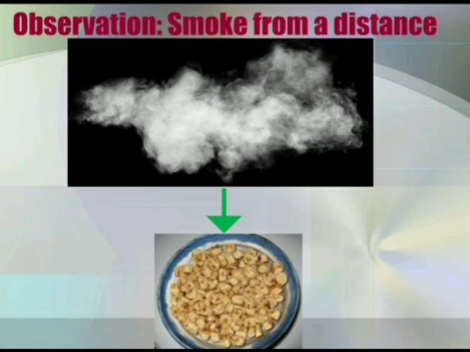This slide shows an observation example. When we see smoke from a distance, we naturally assume that something is burning or cooking there. This demonstrates how observation leads to reasoning and conclusions. In research, observations often become the starting point for identifying problems and forming hypotheses.